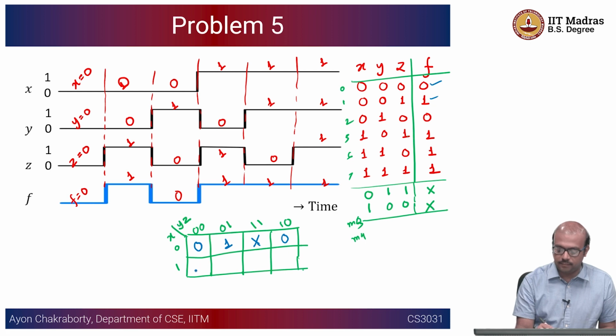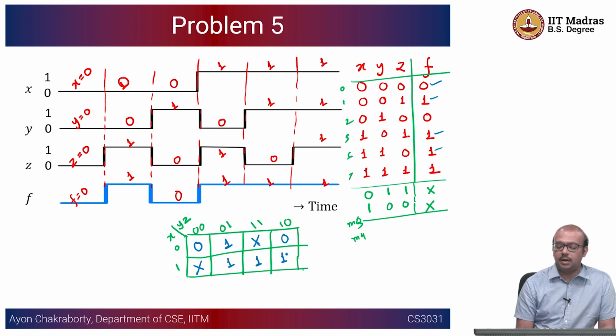Then you have 1, 0, 0, which is again a don't care condition. Then you have 1, 0, 1, which is 1. Then you have 1, 1, 1, which is again 1. Then you have 1, 1, 0, which is again 1, right? So now as you can see, indeed they might help you in grouping things better.